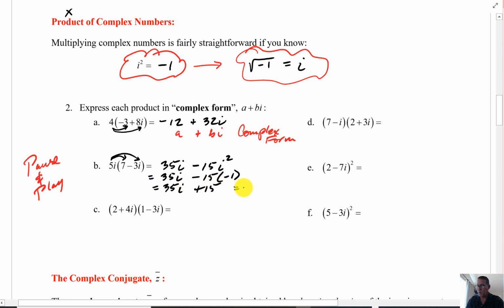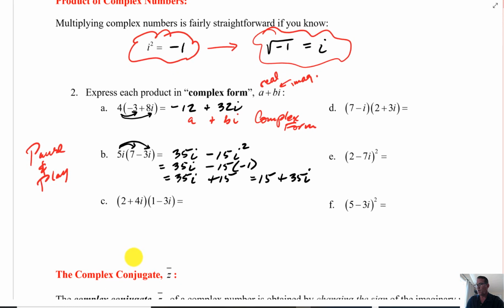And then you switch the order. 15 plus 35i. There is complex form right there. Okay, so the real part comes first, and then the imaginary. Remember, a represents your real part, and then the bi is the imaginary part. Okay, real plus imaginary.